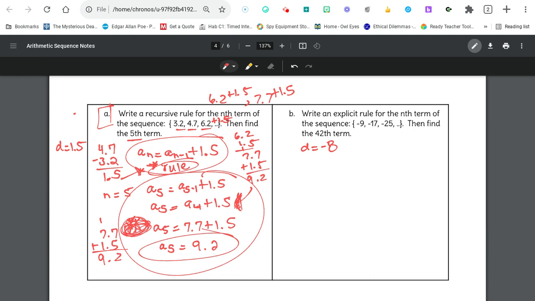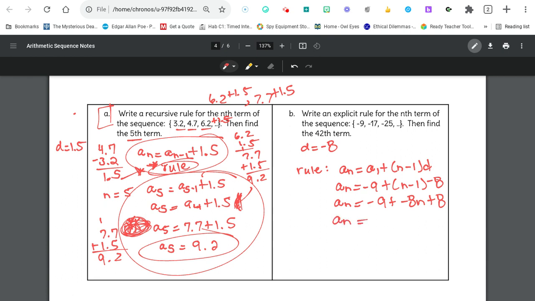All right. So go back to B. I'm going to use the explicit formula, a sub n equals a sub 1 plus n minus 1 times d. So I have a sub n equals the first term, which is -9, plus n minus 1 times the common difference of -8. So a sub n equals -9 plus -8n plus 8. So a sub n equals -8n minus 1.